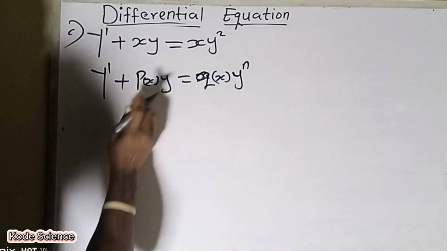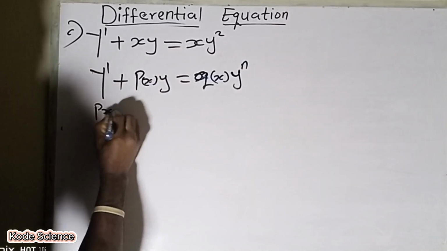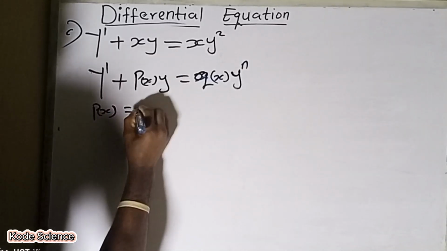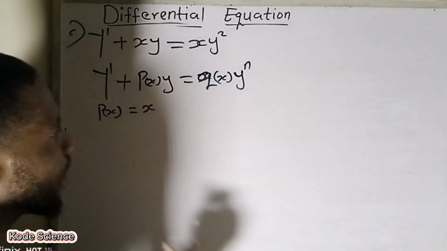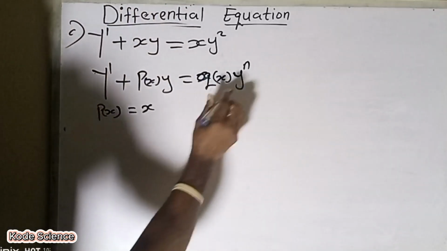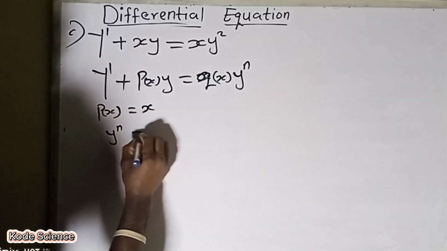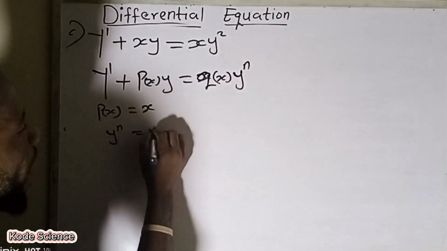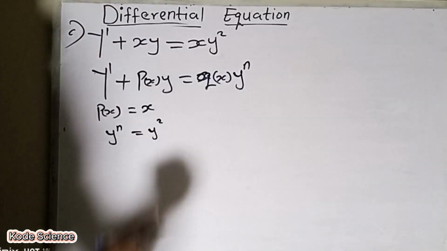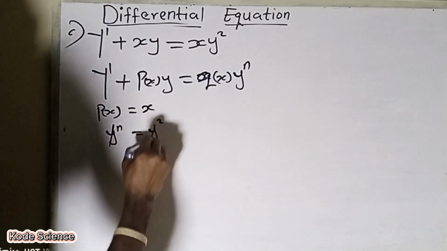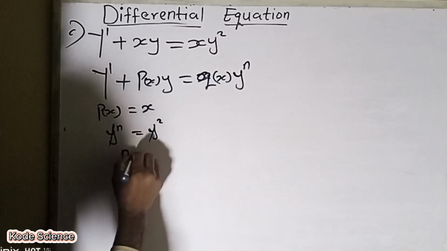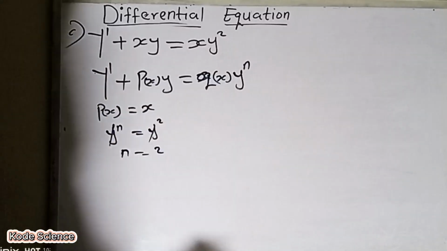At this very point, we know that our p of x is equal to x. That is established, and we also know that our y raised to the power of n is equal to y raised to the power of 2. That is, our n is therefore 2. This is what we have established.